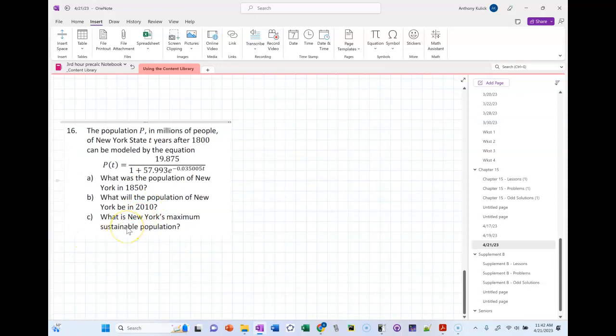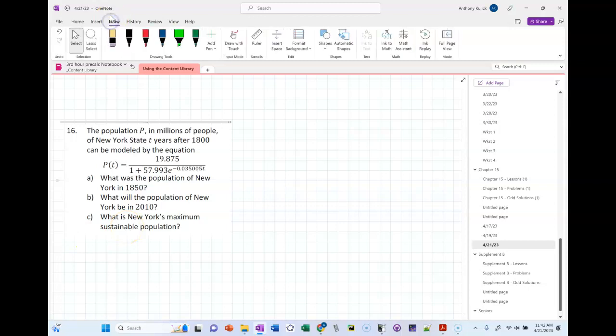The population P in millions of people, remember that, Mr. Kulik. Don't make the same mistake. Of New York State, T years after 1800 can be modeled by the equation P of T equals yada, yada, yada. What was the population of New York in 1850? So T is the years after 1800. So the T here should be 50. So I just need to do P of 50. I'll do that in my calculator in a moment.